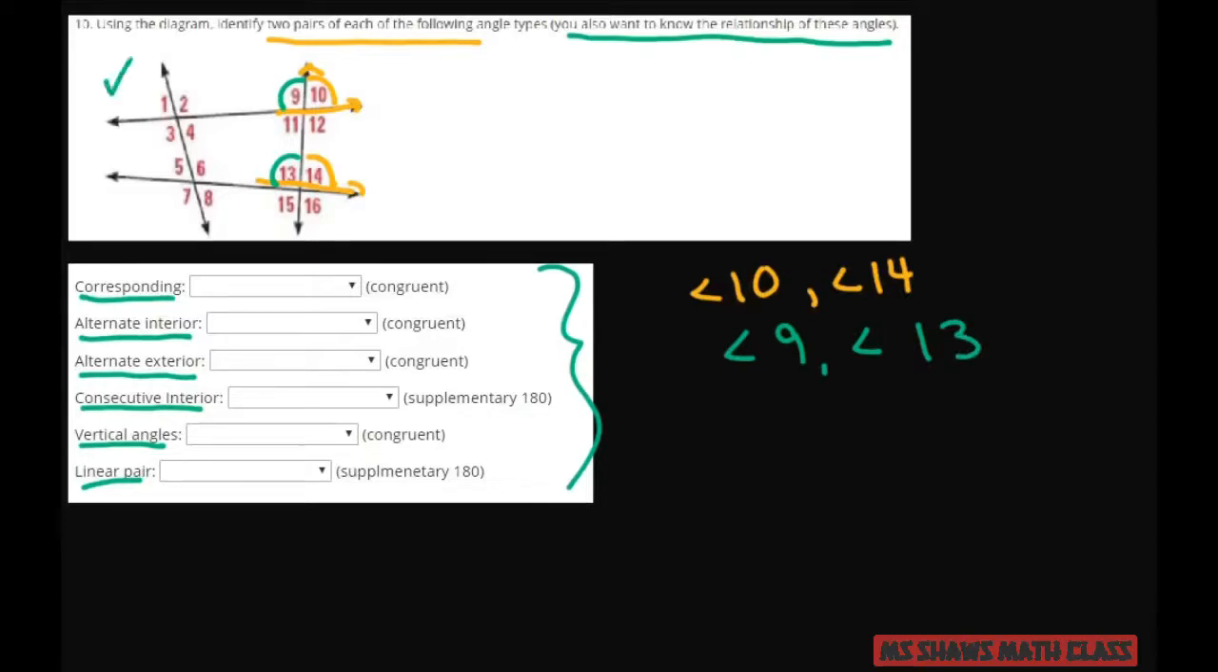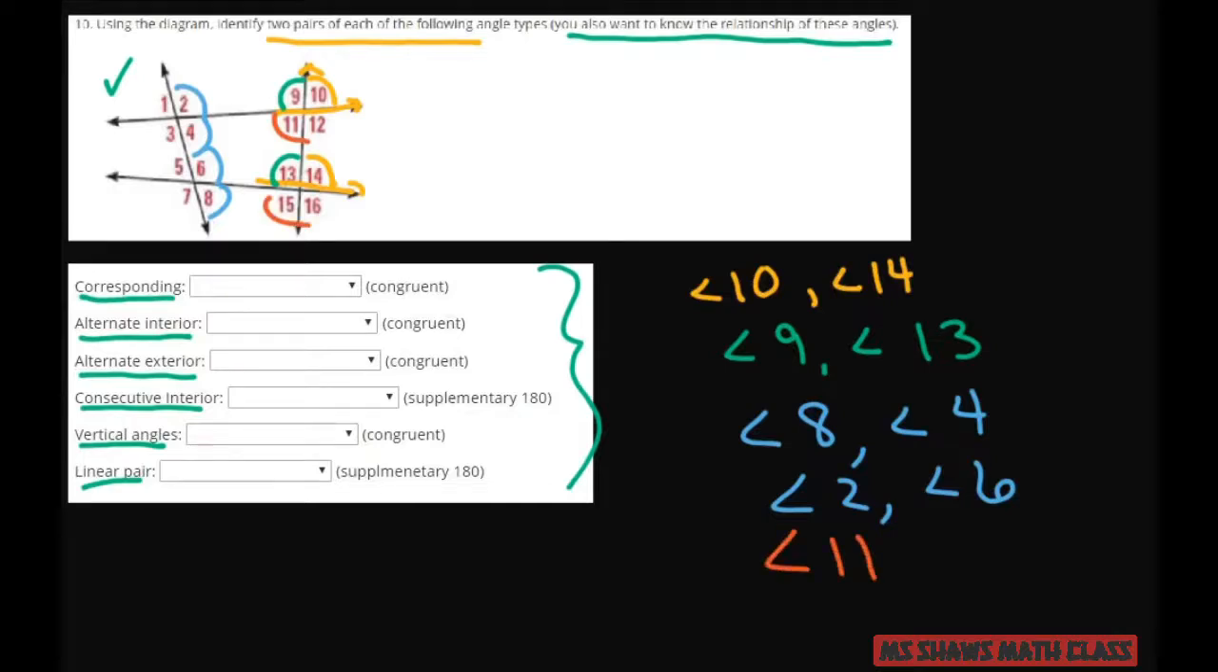Let's do some on this side. Let's do the corresponding here. Let's do 8 and 4. And let's do 3 and 2 and 6. We already did one like that. So 2, 6. There's several of these. We only have to do 2. We could do 11 and 15. Angle 15. Just remember, they're like on the same corner if this was a street. So they would be on the same corner of the street if this was your intersection.